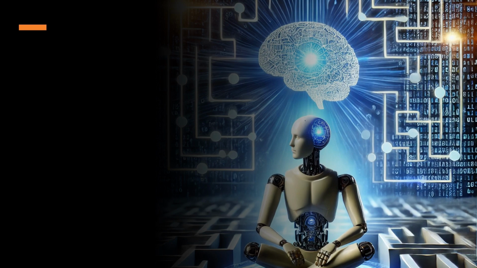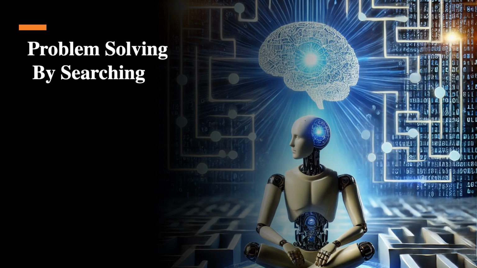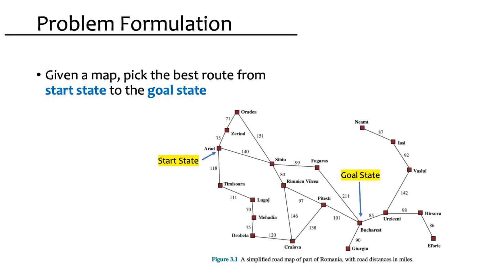In this module, we're going to dive into the fascinating world of problem solving by searching. We'll begin with a fundamental problem, navigating a map. Imagine you're given a map, much like the one you see here, and your objective is to find a path from a designated start state, in this case, the city of Arad, to your goal state, which is Bucharest. Our task is to identify the most efficient path between these 2 points.